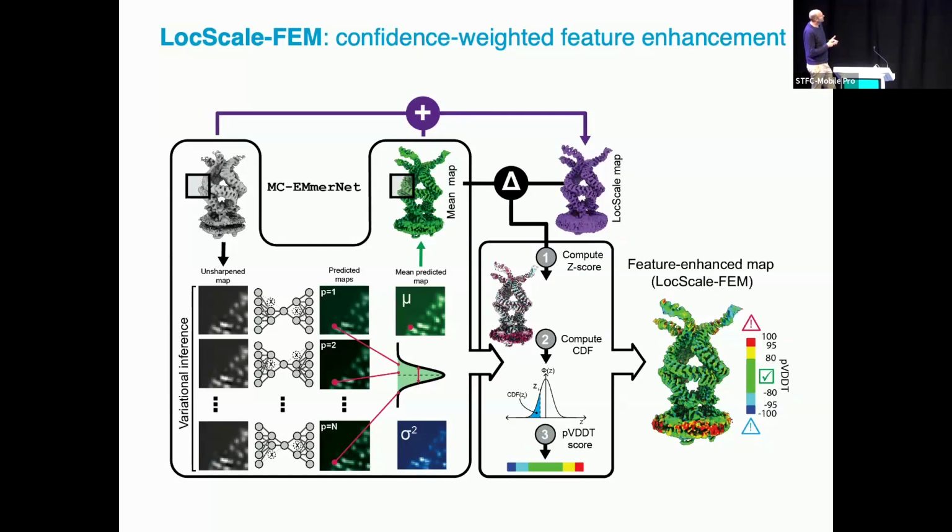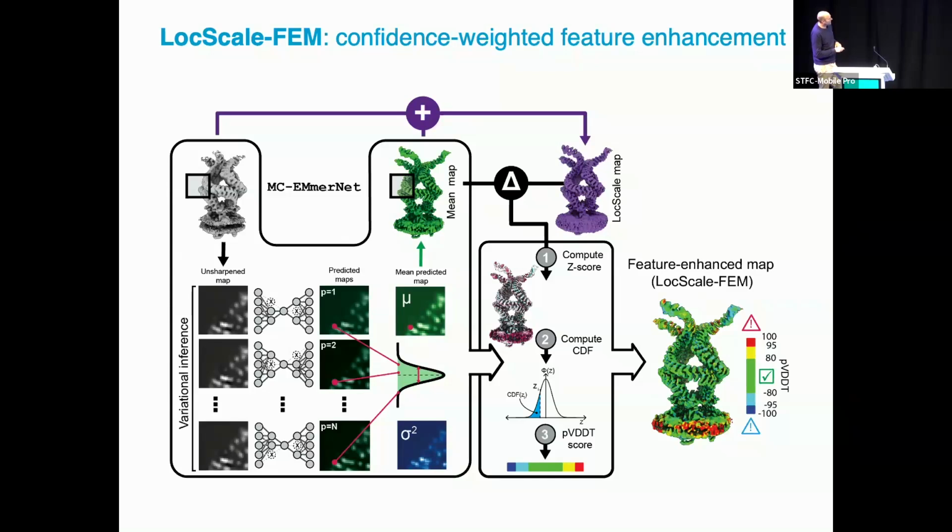Now, if we calibrate this, we can convert this into uncertainties, so predicted uncertainties of our network. And we can use each of these predictions as a scaling reference to perform a log scale map scaling, which is just an amplitude modification procedure. And then we can look at the intensity distributions in these log scale maps and do a comparison to the predicted uncertainties that we have derived from our network predictions, and then compute a score that we call a predicted voxel-wise difference test score, and map this onto our predicted map. And this map we call a feature-enhanced map.